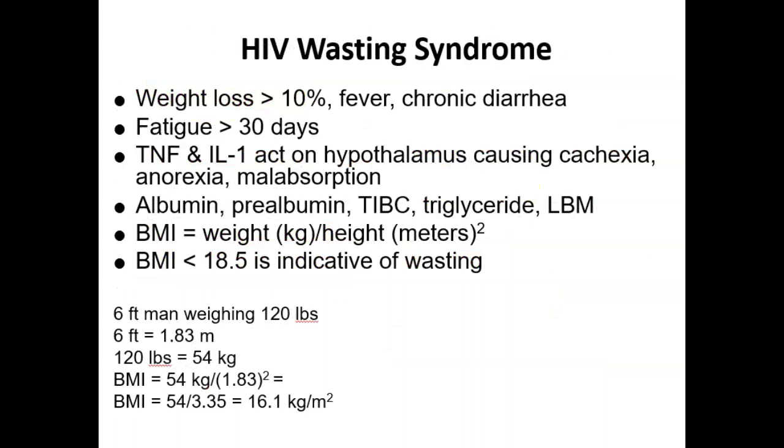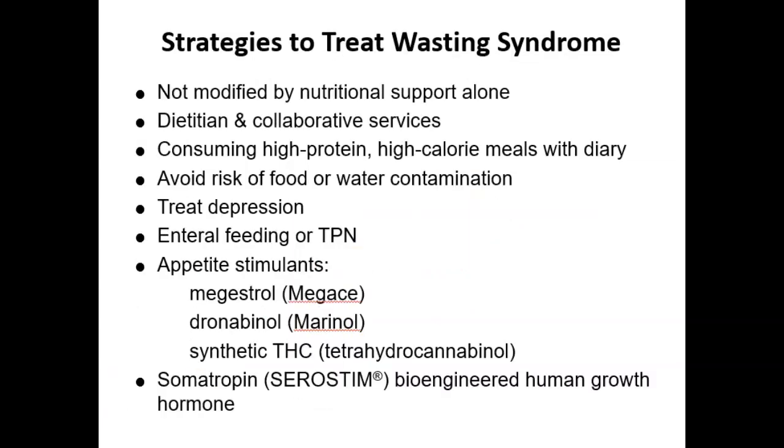All right, so HIV wasting syndrome is defined as a weight loss greater than 10%, and it often comes along with fever and chronic diarrhea. The person ends up with fatigue. You have a little bit of the patho there about the tumor necrosis factor. It's nice to know, not need to know. But the labs that we check are there: albumin, prealbumin, TIBC, so you should recognize that from anemia. And then our BMI. So a BMI less than 18.5 is indicative of wasting. And then I have an example of that. And some strategies. You can pause and just take a look at this.